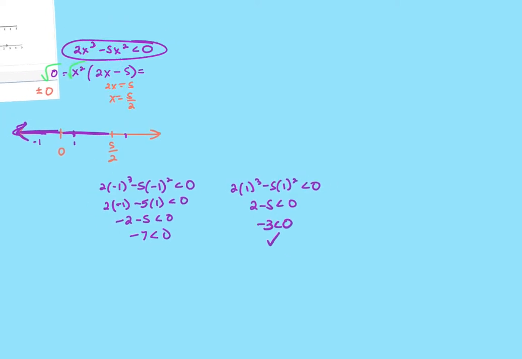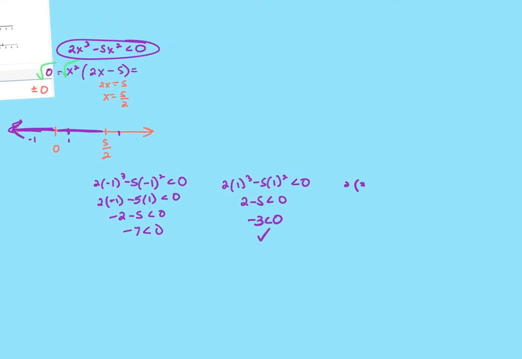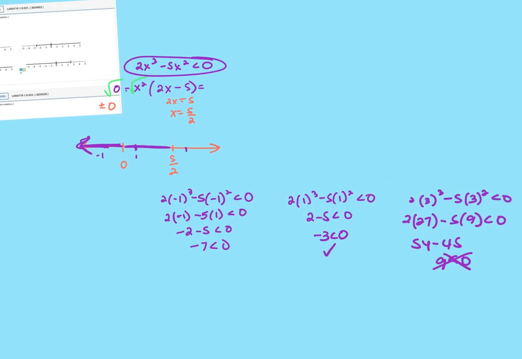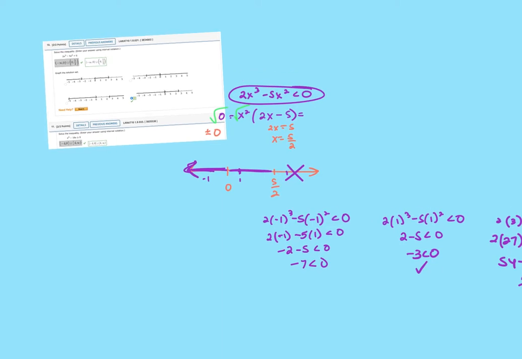And then if I plug in something bigger, that would be 2.5. So let's say I plug in 3. 2 times 3 to the third minus 5 times 3 squared would be 2 times 27 minus 5 times 9, 54 minus 45, which is going to be a +9, and that's not less than 0. So I know that part of my number line doesn't work.